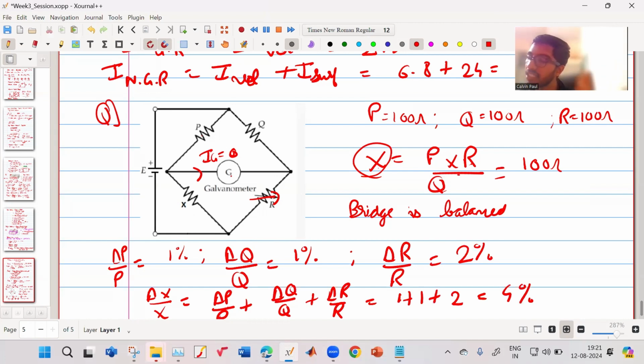So I don't need to do any calculations, I don't need to put in the values. I just know this formula. Because it is product and division, it is plus, plus, plus. It is 1 plus 1 plus 2%, so it is effectively 4%. My inaccuracy in X, the measurement inaccuracy, is 4%. Okay.